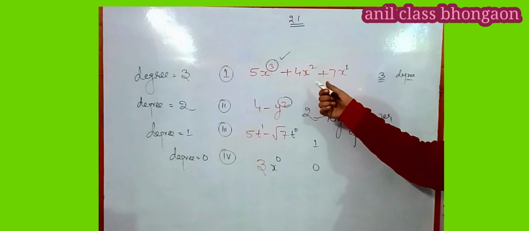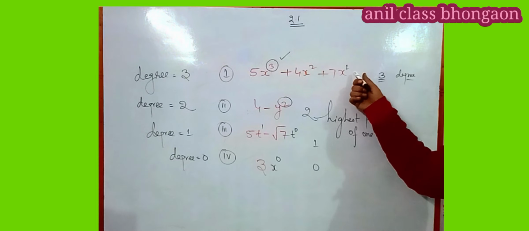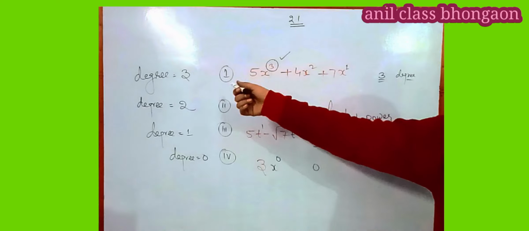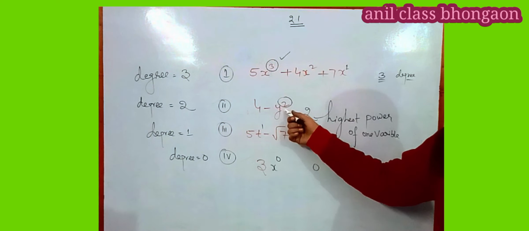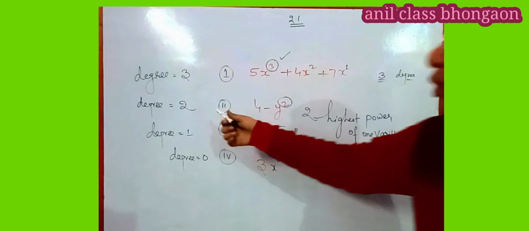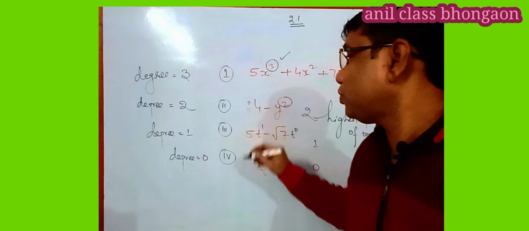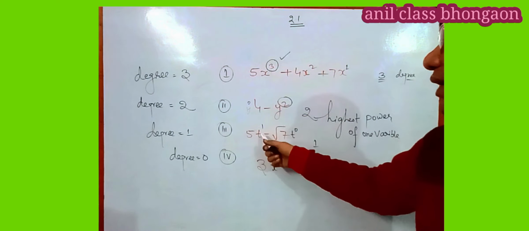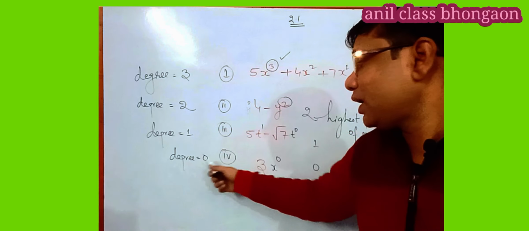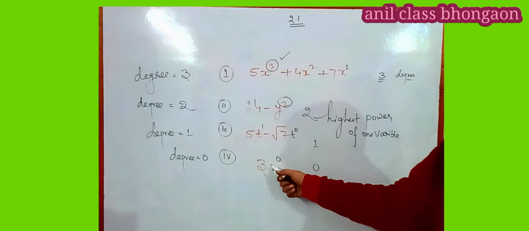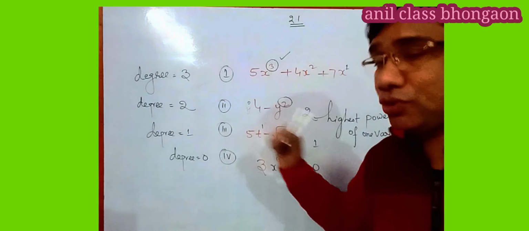So the solution is this, my friend. 5x cube plus 4x square plus 7x minus 1: the degree is 3 because the highest degree is 3, not 2, not 1. Here the highest degree is 2. And here the degree is t power 1, so the degree is 1. And here 3 is equal to 3x power 0, so the degree is 0, my friend.